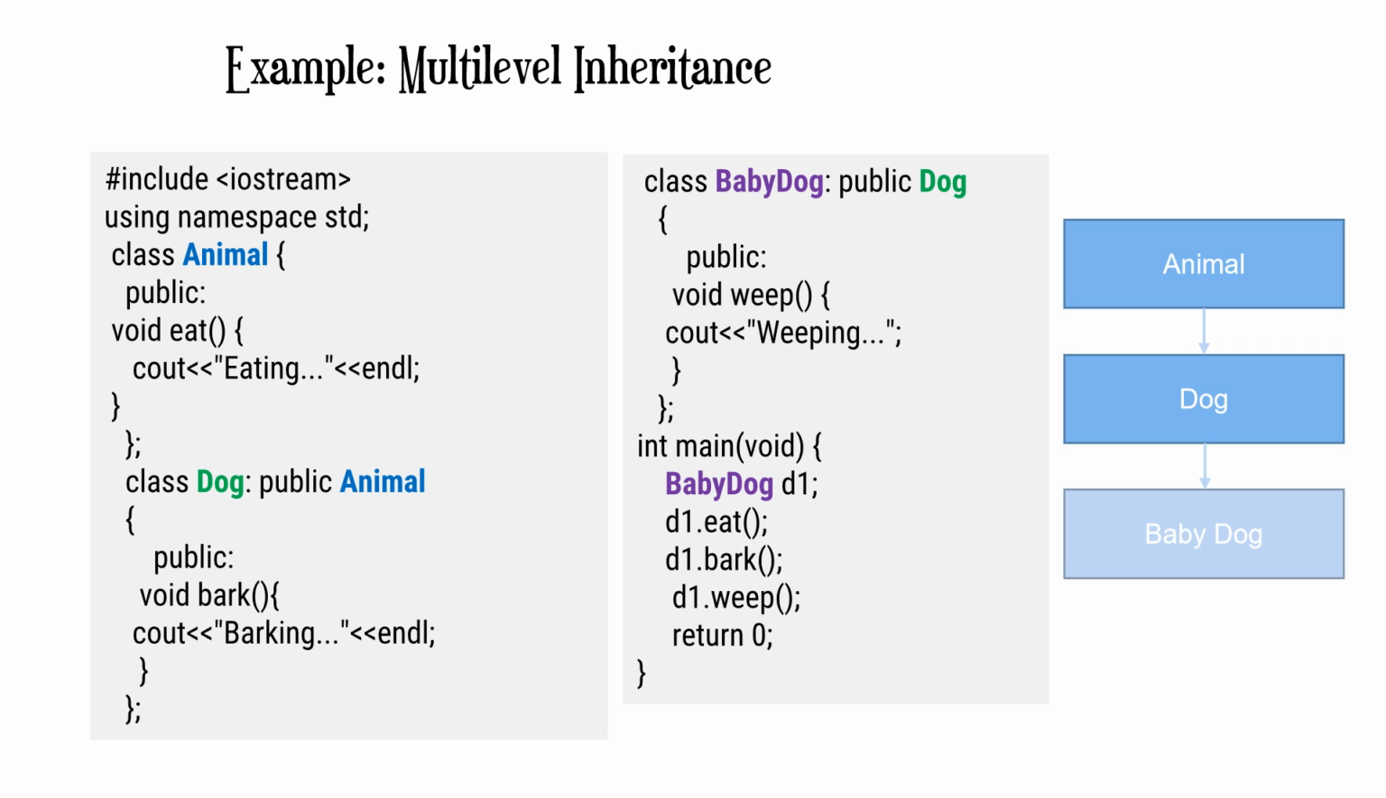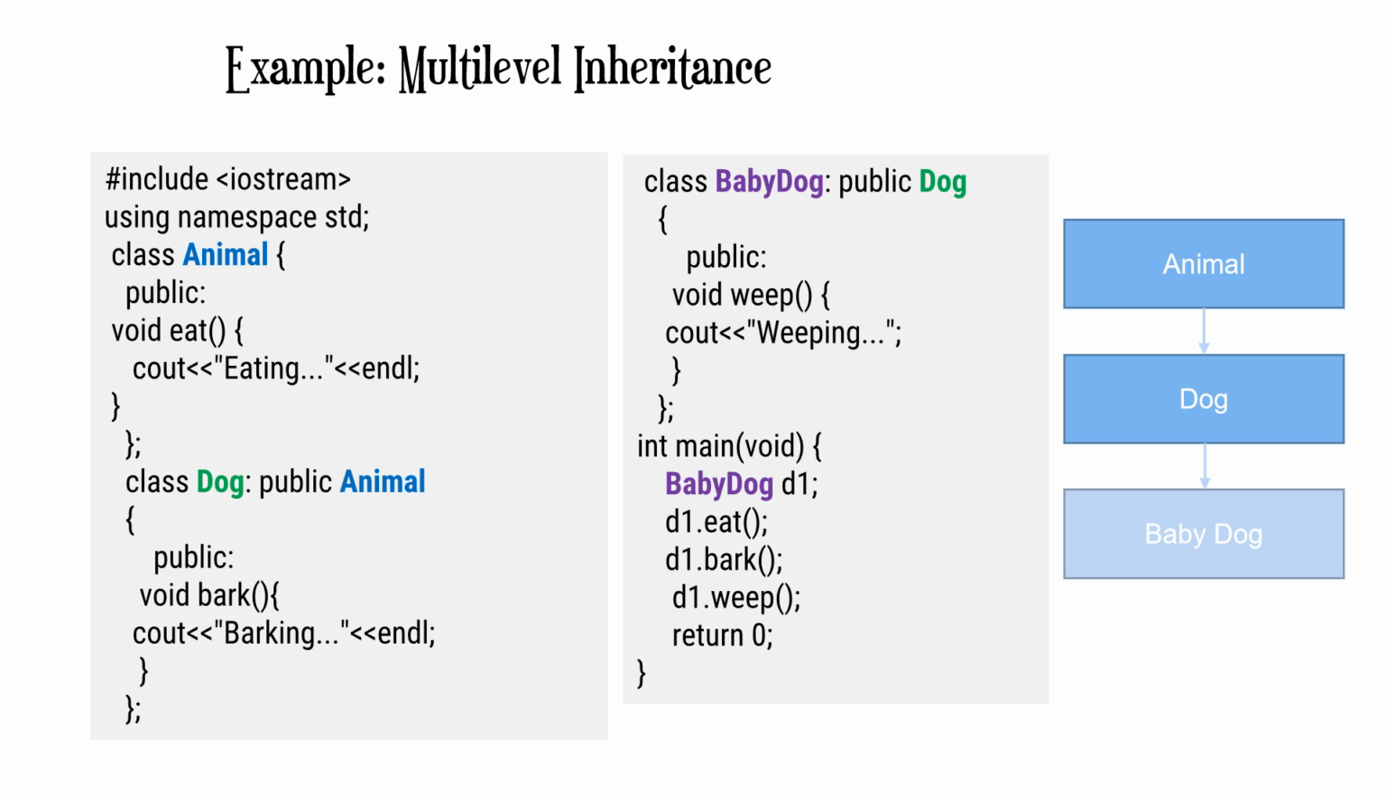Next one is baby dog. Baby dog is derived from dog, so it inherits both the eat and bark functions from dog. Additionally, it has its own member function weep, which prints the statement weeping when called. In the main function, we create the object for the baby dog class alone. So using this object, we can call the eat, bark, and weep functions on d1. It prints the statement according to the content we have written inside the function.